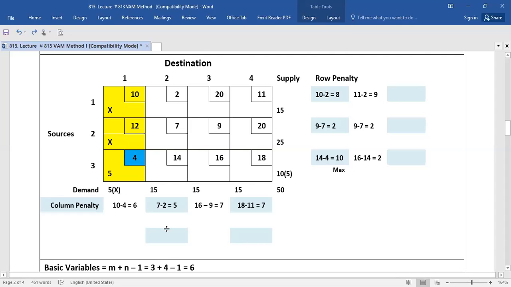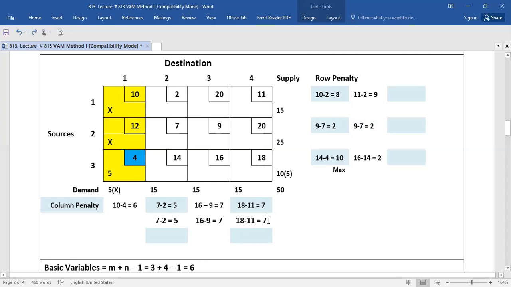column. So you will start finding the column penalties in the second column. In these 3 columns, you will find the penalties. Here, these are the 2 smaller, 7 minus 2. These are the 2 smaller, 16 minus 9 in this column. And 11 and 18 are smaller in this column. So 18 minus 11 is the difference, which is 7.